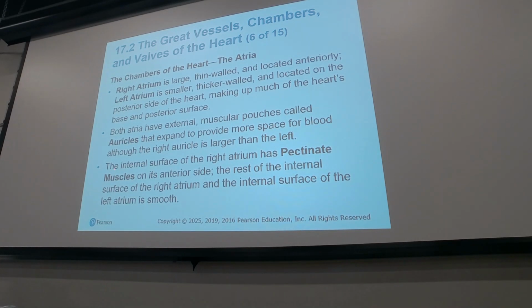Specifically, in the right atrium you have more pectinate muscles than in the left. The left is smoother between the right and the left side.